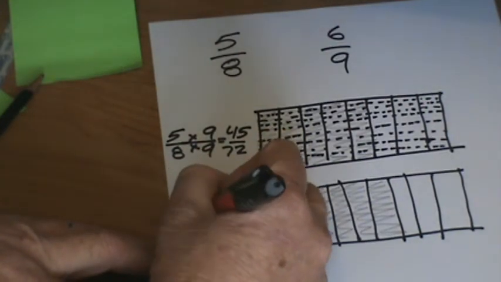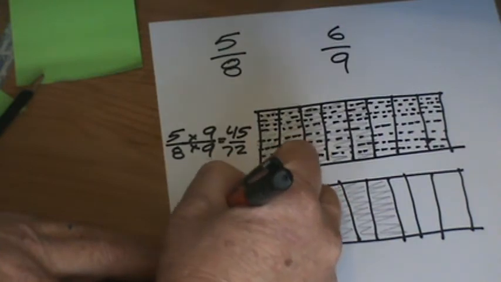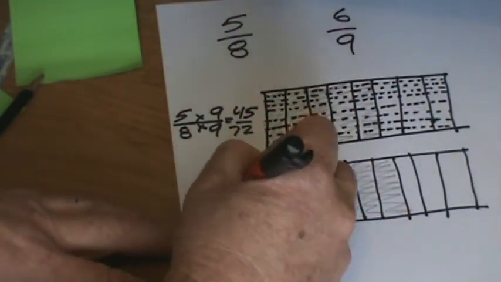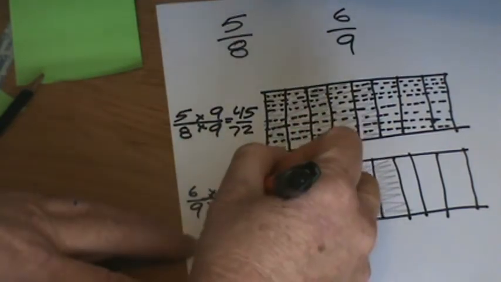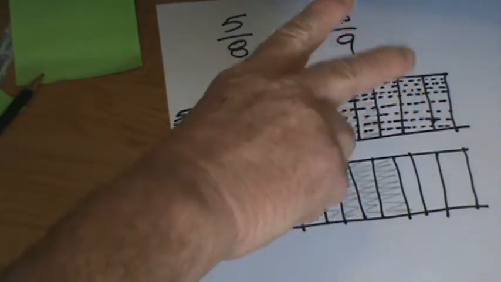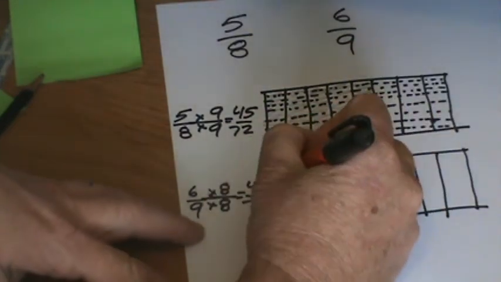We go to 6 ninths and we're going to multiply, whoops. We're going to multiply by 8 eighths. 9 times 8 we already know is 72, and 6 times 8: 8, 16, 24, 32, 40, 48. So let's divide this into 8 pieces.